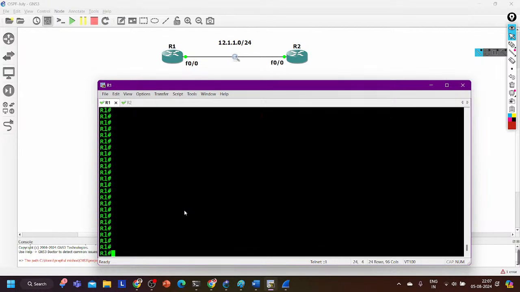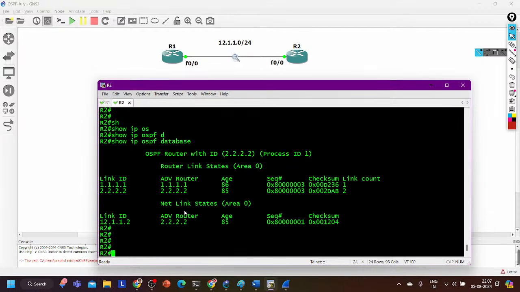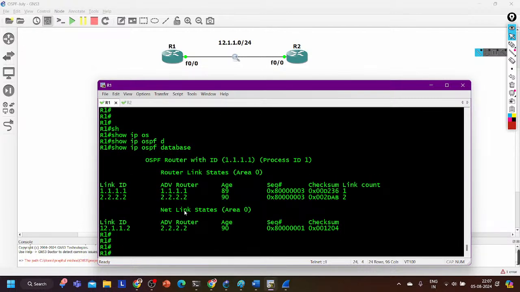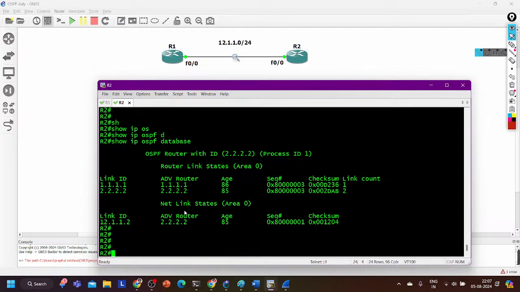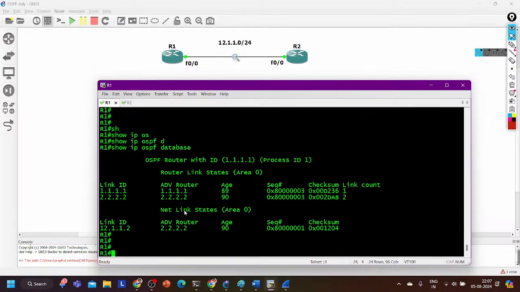Now see guys, database of router 1, show IP OSPF database, router 1 and router 2. Database of both routers is exactly the same, right? There is no difference, right? It means both routers have information of the complete topology, right?